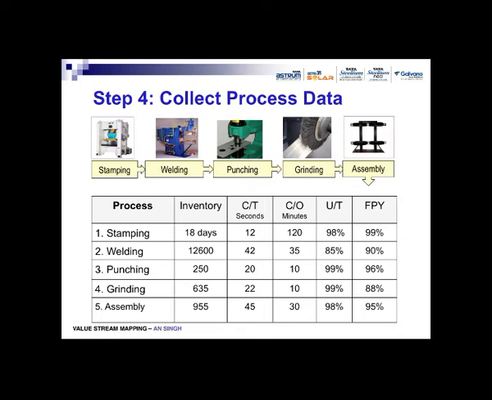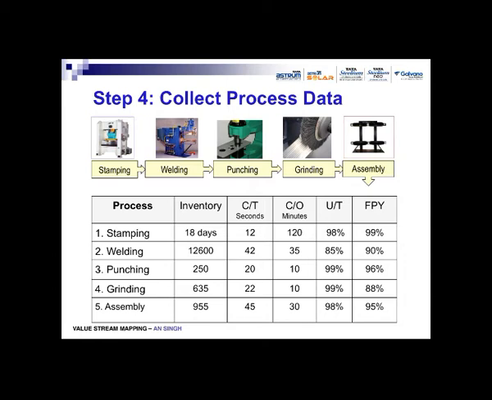This is a fresh time by the observation of the operations with the stopwatch. These times need to be collected. Then uptime is the equipment performance. We find in different operations somewhere 98%, 85%, 99%, 98%. So again it is changing based on the machine condition and machine breakdowns.